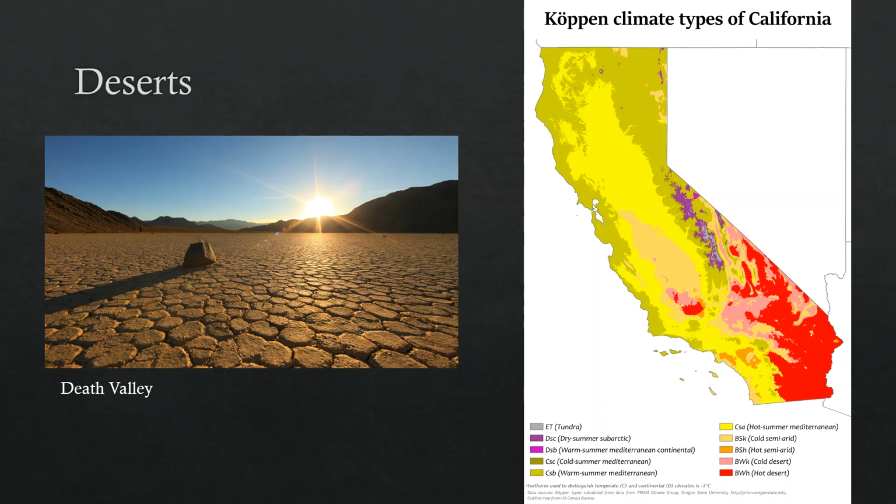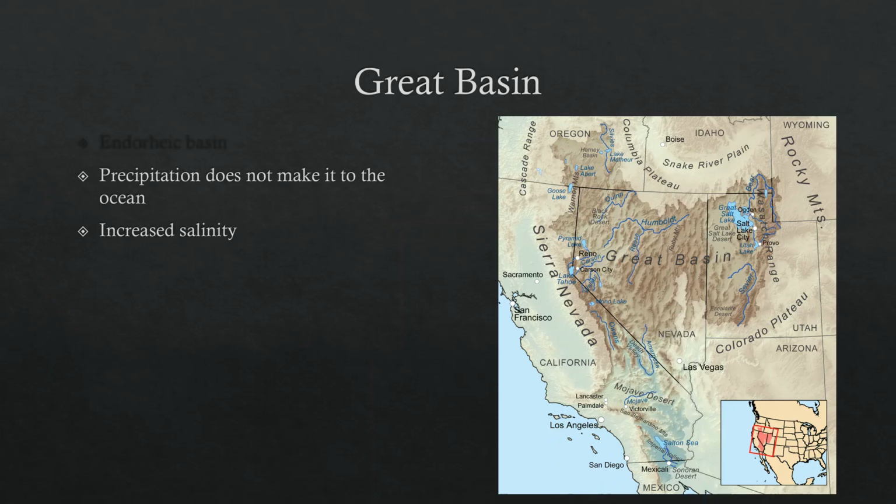And then again, we have our deserts, right? This is Death Valley. If you've ever been to Death Valley, you know just how inhospitable it can be. So you can imagine when people are coming to California, not a lot of people are living in deserts. And then, excuse me, I don't know why that animation is messed up.